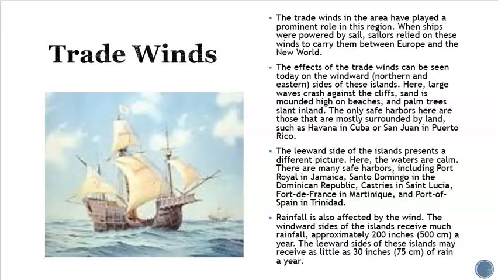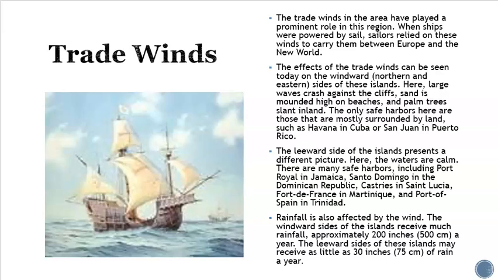Trade winds play an important role in the Caribbean region. When ships were powered by sail, sailors relied on these trade winds to carry them between Europe and the New World, which is North America. The effects of the trade winds can be seen today on the windward side of these islands, windward meaning the north and eastern side.